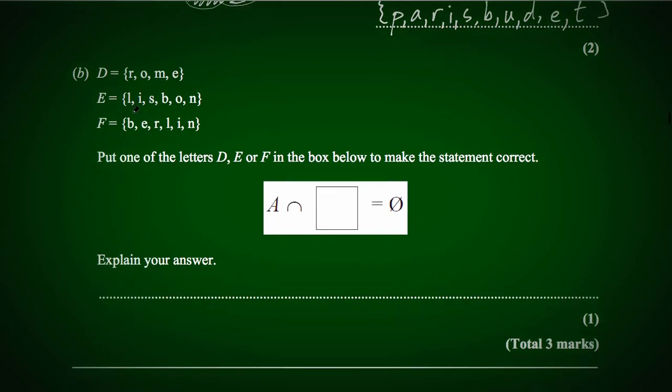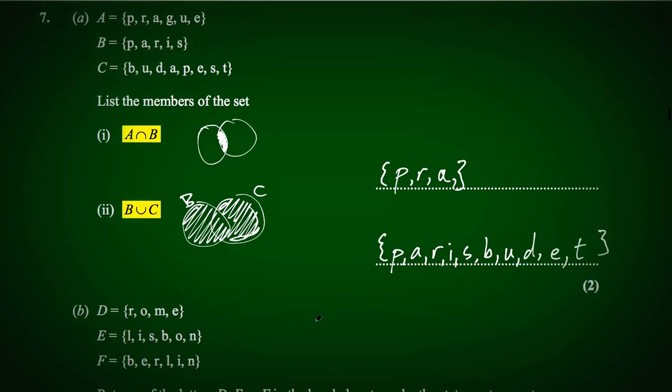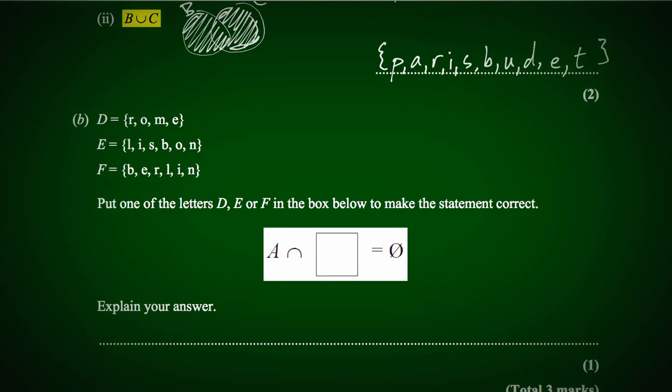Part B. D is Rome, E is Lisbon, F is Berlin. Put one of the letters D, E, or F in the box below to make the statement correct. A intersection the missing letter equals zero. So I need to find something which has no overlapping letters with A. So A is Prague. That has an E, so it's not that one. That has an E as well, so it's not that one. Lisbon and Prague don't have any of the same letters in, so A and E are the ones where, when they intersect, no value is given. So, explaining my answer: Prague and Lisbon do not have any of the same letters.